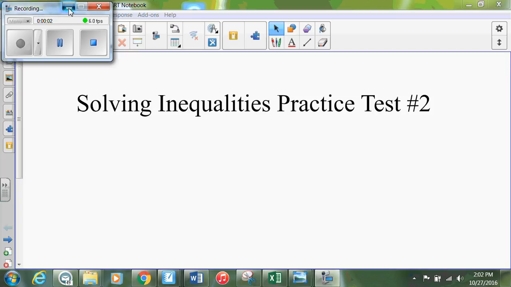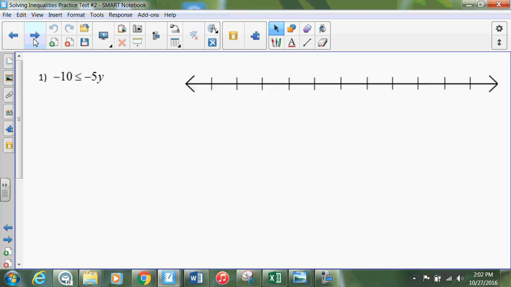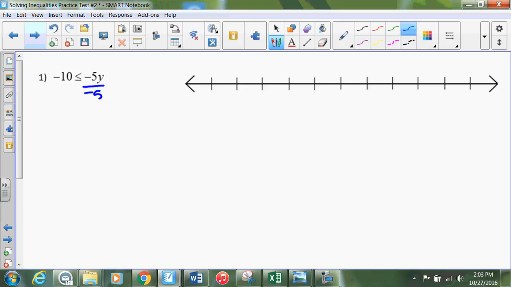Okay, here we go. We're going to do solving inequalities. Practice test number 2. Here we've got negative 10 is less than or equal to negative 5y. We're going to look at the side that y is on. We want to get rid of that negative 5. Negative 5 and y are multiplying themselves together. So we're going to undo that by doing the opposite, which is division.